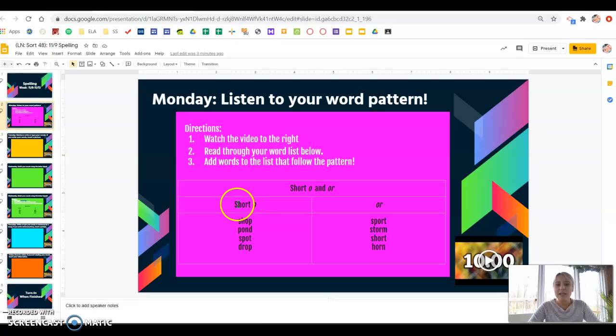So find words that have the short O sound, like shop, pond, spot, drop, that ah sound. And add words that have this OR sound. So sport, storm, short, horn. So go ahead and listen to those words, say them out loud, say them in your head, whisper them to yourself, and find words that have the same pattern.